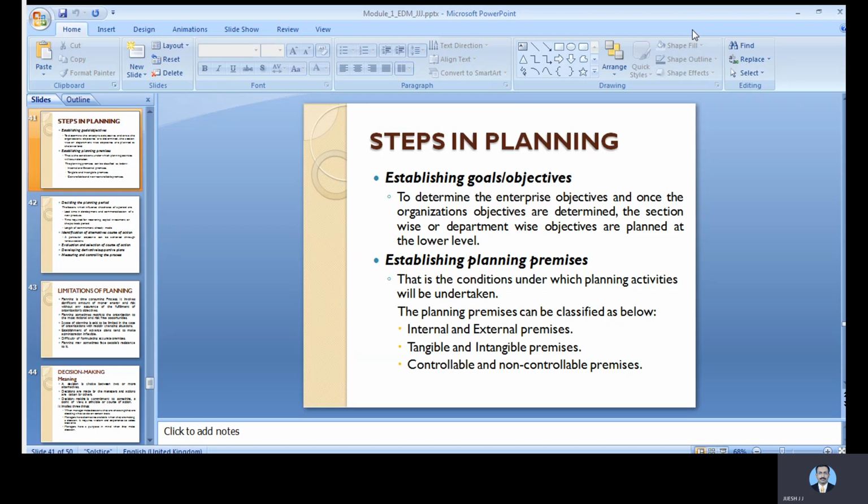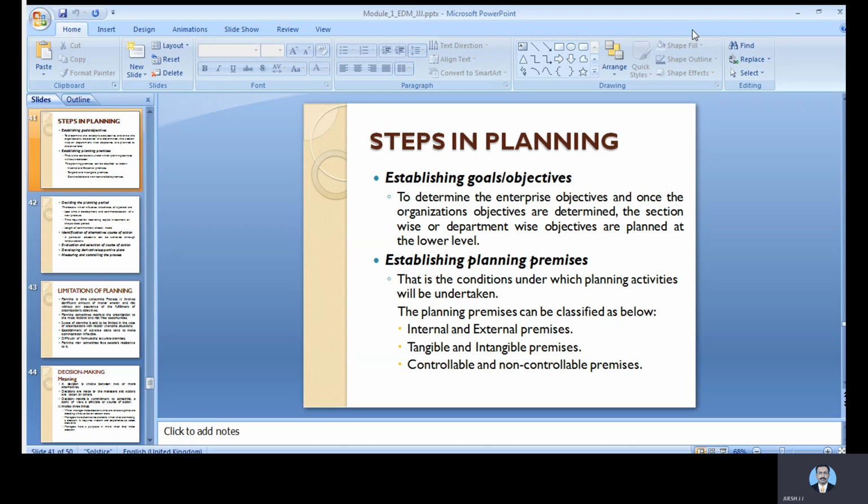The first one is establishing goals and objectives. So, to determine the enterprise objectives, and once the organization objectives are determined, the section-wise or department-wise objectives are planned at the lower level. Next, after the goals and objectives are established, it is required to be planned properly to achieve those things.